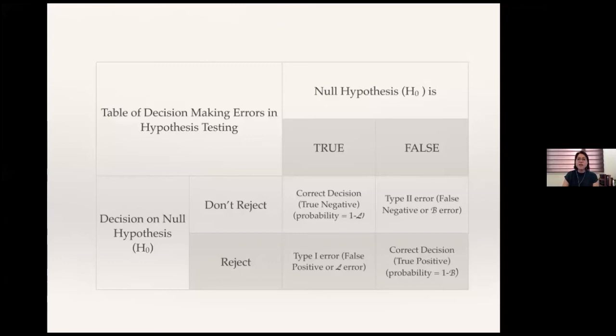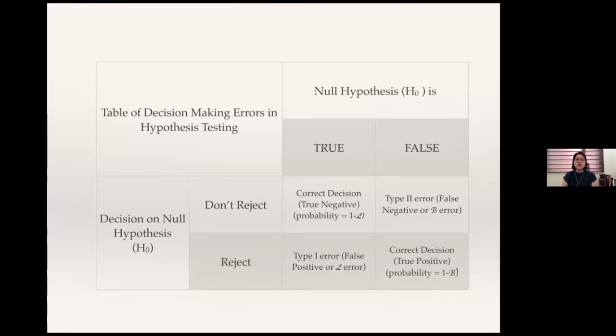If the null hypothesis is true and you make the wrong decision, you reject it, then we end up with a type 1 error, no? Or a false positive or alpha error. So yung error na yon, how do we correct that?